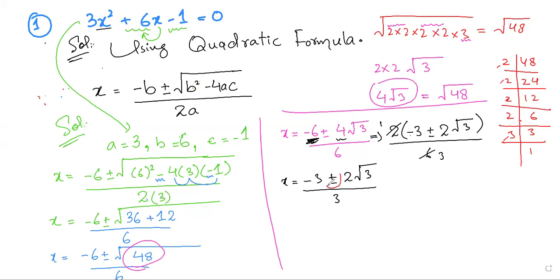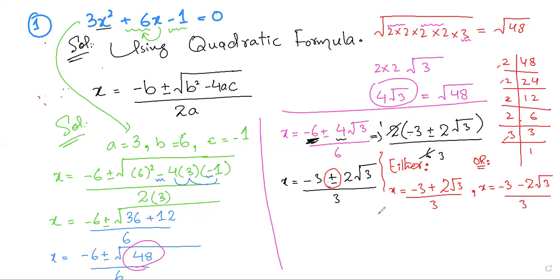As you can see, there is a plus minus. It means we have a value one time as a plus and one time as a minus. So let's do it. Either x equals to minus 3, one time we will take plus first, plus 2 square root of 3 whole divided by 3. Or we can have x equals minus 3 minus 2 square root of 3 whole divided by 3.